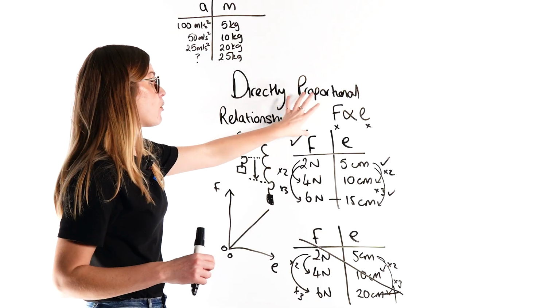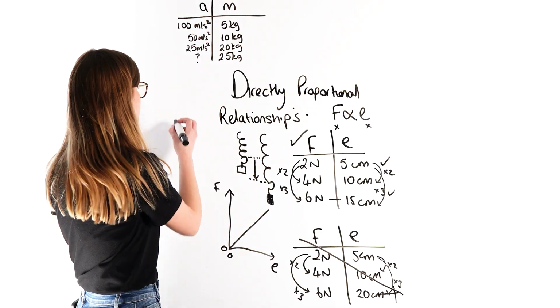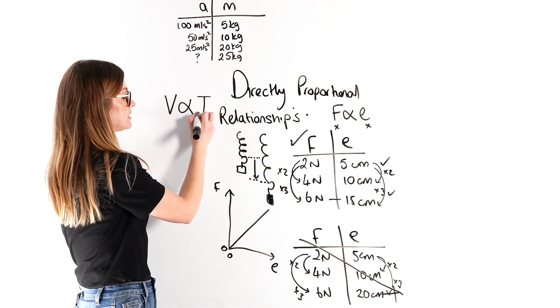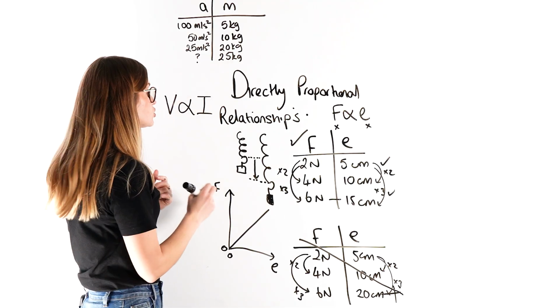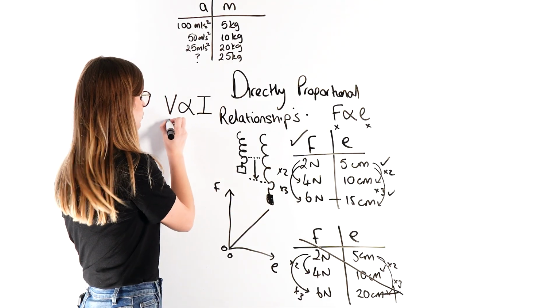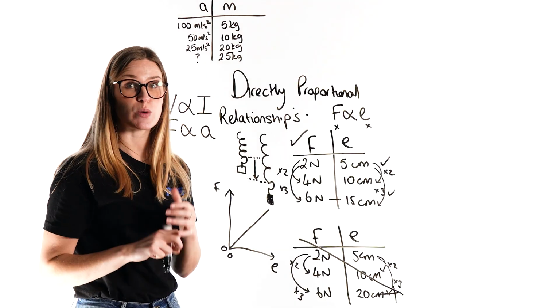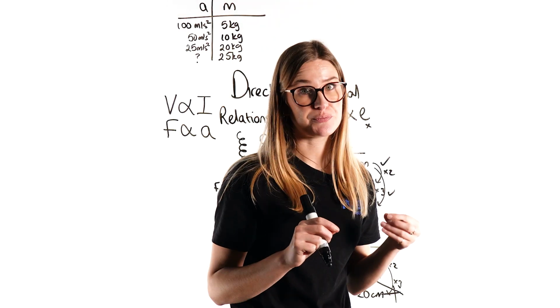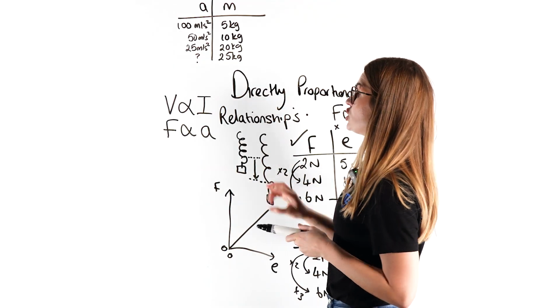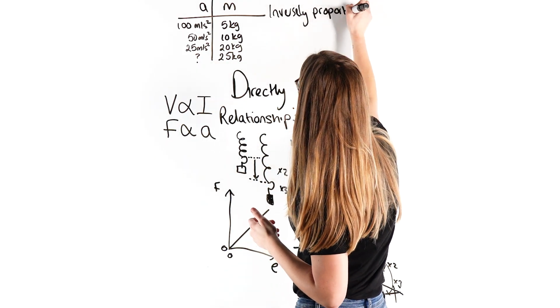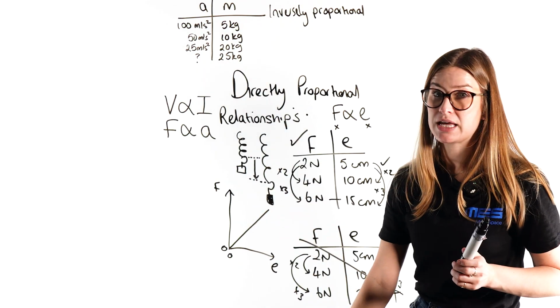Other directly proportional relationships that you need to be aware of are in electricity. We know that the potential difference is directly proportional to the current. That's one big relationship. Also, when you look at forces, we know that resultant force is directly proportional to the acceleration. Okay, so those are directly proportional relationships you need to be aware of. There's another type of relationship, and this one is called inversely proportional. An inversely proportional relationship is the opposite.